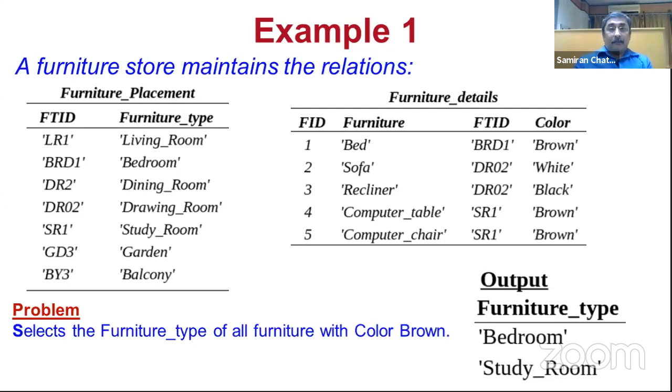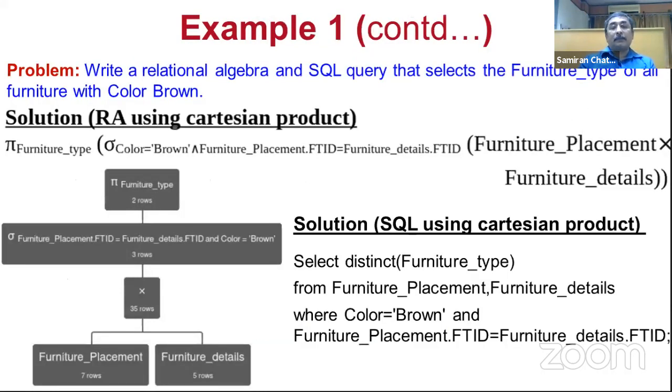The question to me is: select the furniture type of all furniture with color brown. What I can do is simply take a product of these two tables and then choose the tuples with the color brown, because furniture type is not available in the right table and color brown is not available in the left table. So I need either a join or a cross product. In the first example I have chosen a product.